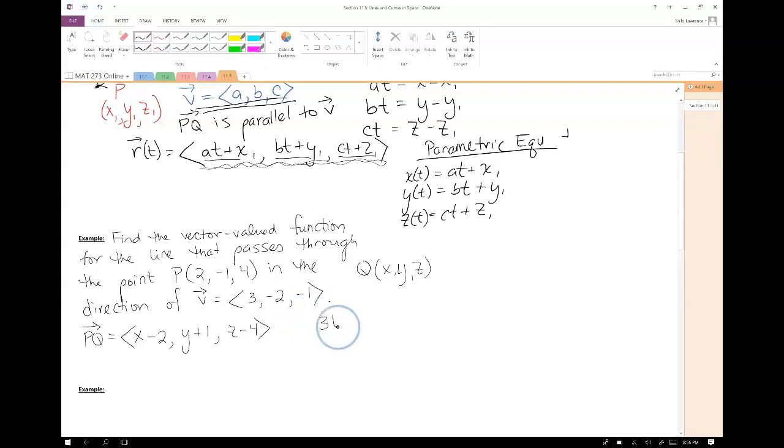So 3 times T must equal x minus 2. -2 times T has to equal y plus 1. And then -1 times T has to equal z minus 4. And if we solve this for x, y, z, we will have the components for our vector valued function, which is 3t plus 2, because we're solving for x, -2t minus 1, and -t plus 4.